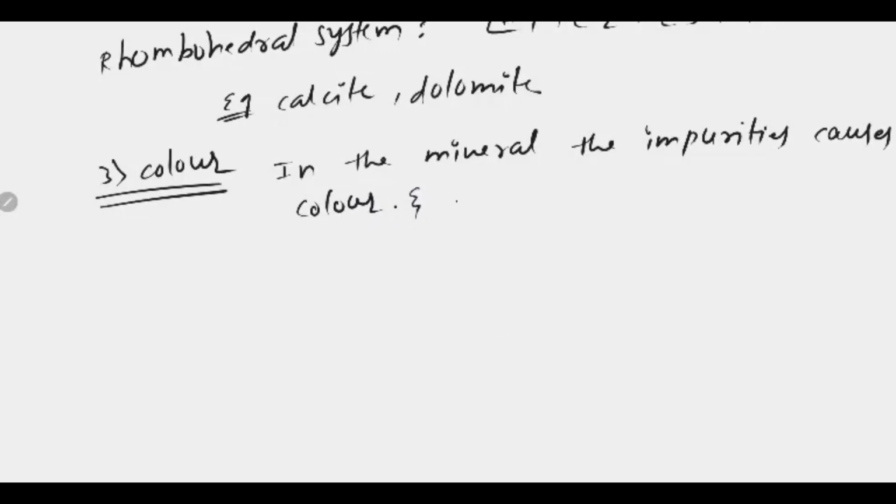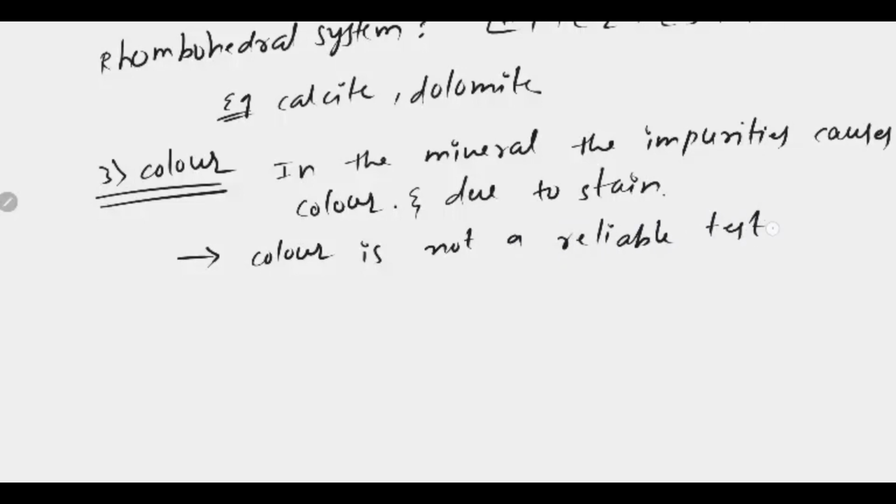And also maybe due to stain. Hence the color is not a reliable test. Some minerals show rainbow colors either in their interior or on the surface, which is known as iridescence. Okay. Next.